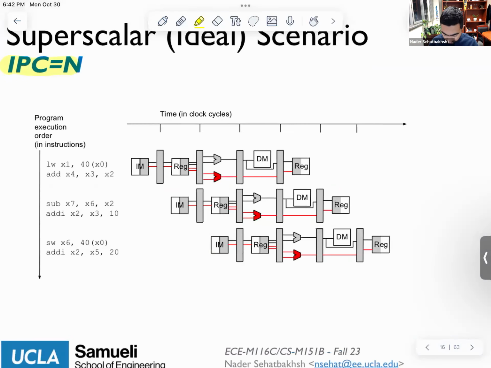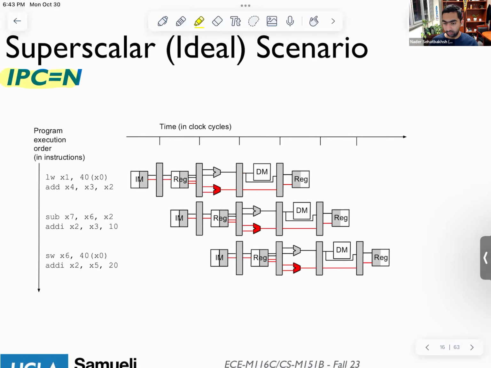For example, consider a scenario where I have load word x1 from x0, add x4, x3, x2. Then another two instructions would be a sub and an add-I. Another two instructions would be a store and an add-I. So if my PC is pointing here, instead of reading just one instruction, which was the original design, I can now read two instructions at the same time. So my IM has two ports. Both of them go into the register file. Both of them go to the ALU. Maybe one of them uses DM, the other one doesn't, and then both of them go to the register file, and boom, we have what we want, right?